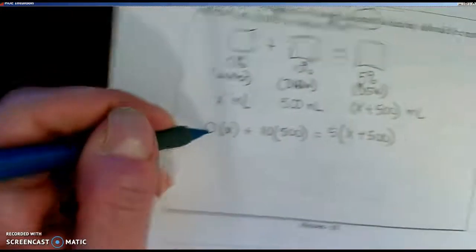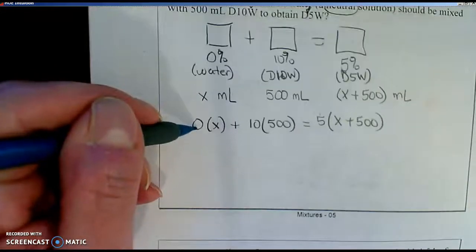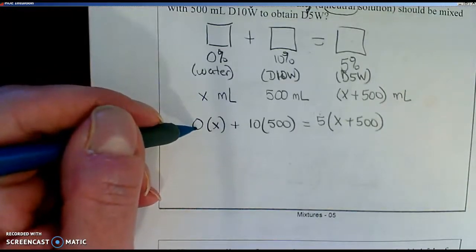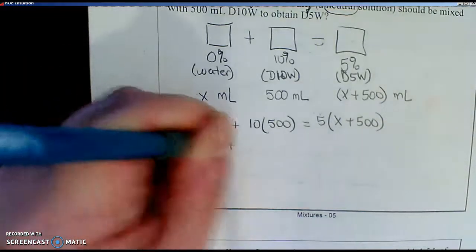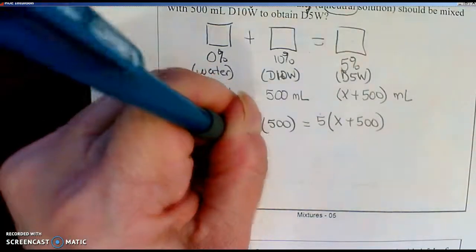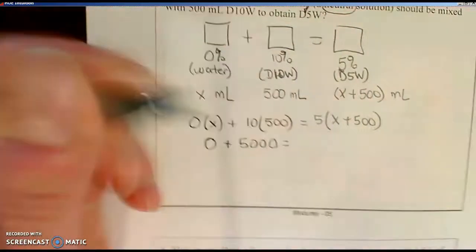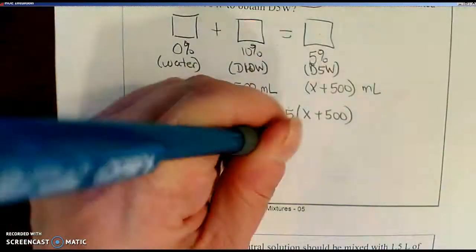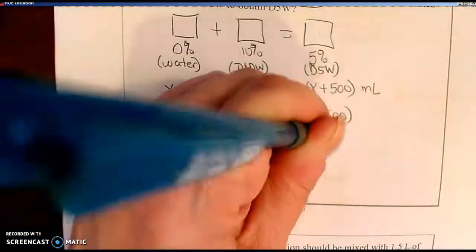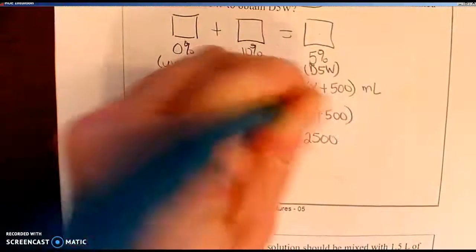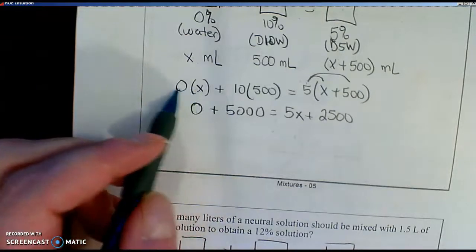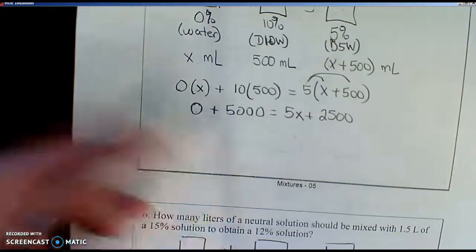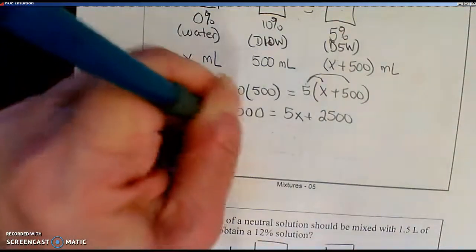Okay, so here's a really tricky math thing to remember. Algebra, what's 0 times x? I'll give you a hint. It's not x, it's 0. 10 times 500 is a little easier. That's 5,000. Equals, and now we got to distribute the 5, so it's 5x plus 2,500, because 5 times x plus 5 times 500. Okay, so 0 plus 5,000. Even though there was an x here, that x kind of canceled out, because anything times 0 is 0. So 0 plus 5,000 is just 5,000.